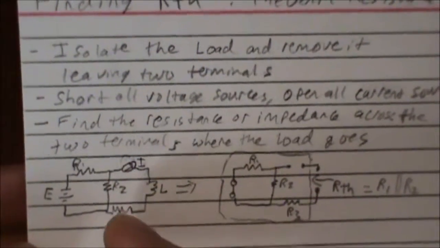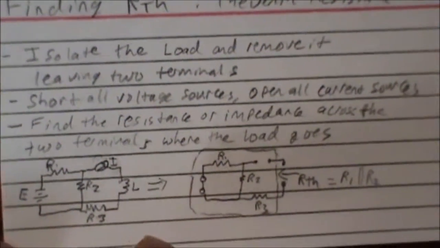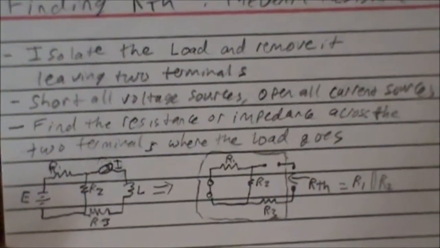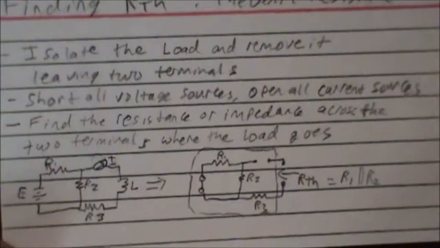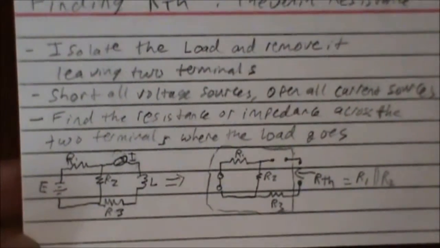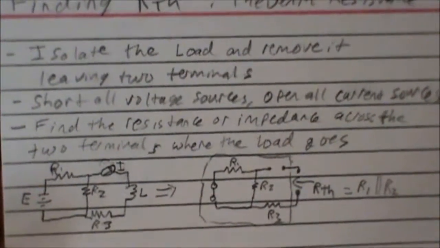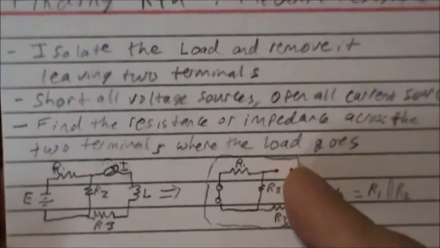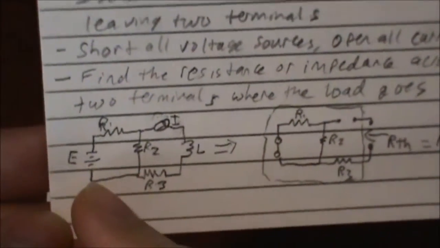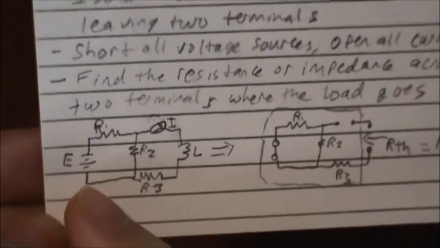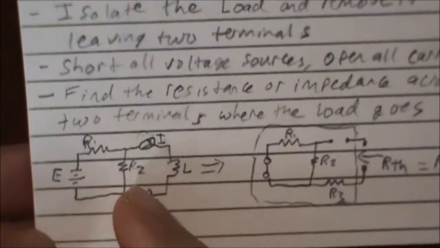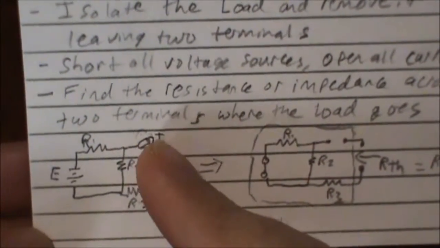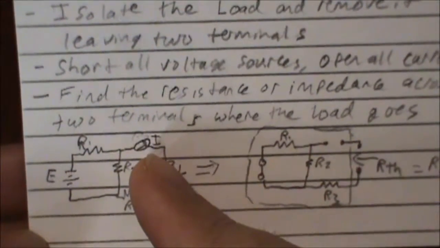Then if you have a voltage source, you want to short it. If you have a current source, which is something else that one of these other cards might get into, then we want to find the resistance or the impedance across the two terminals where the load goes. So let's say here, for example, we have E, this is our voltage source, we have R1, we have R2, we have R3, and we have a current source over here.